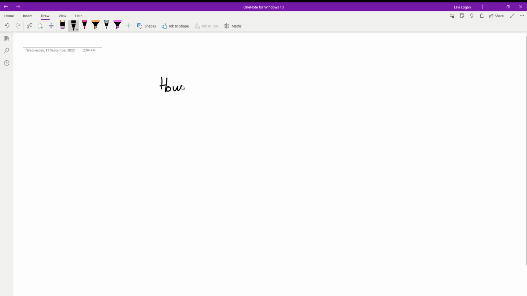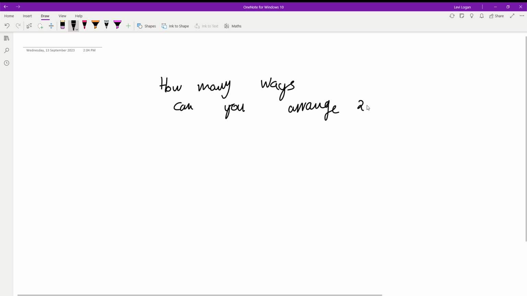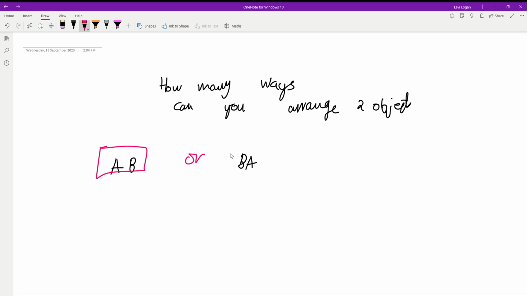How many ways can you, let's say, arrange two objects? Now that's pretty simple. If we had an object A and B, we can arrange it like this, or we can arrange it like this. We can have B and then A. So there are two options there. So there's two ways we can arrange two objects.